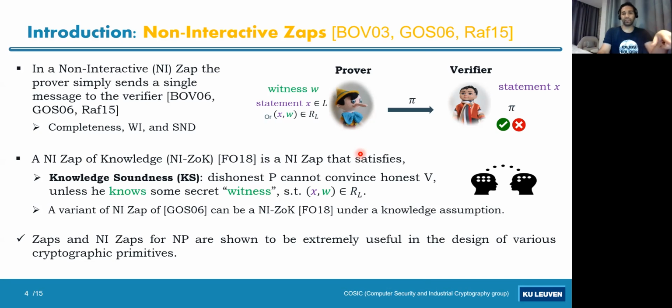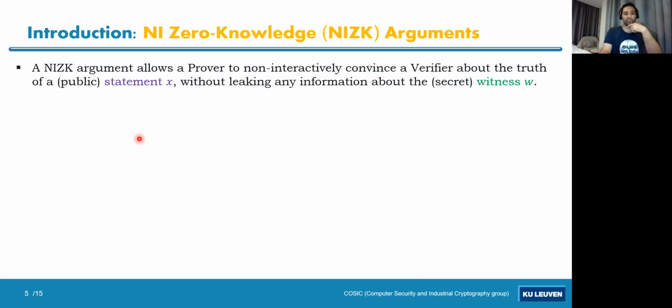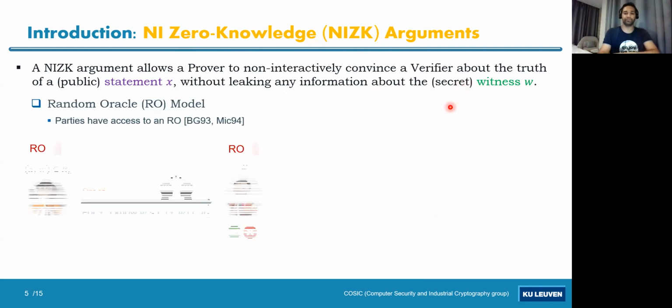So we mentioned that non-interactive Zaps and Zaps of knowledge achieve witness indistinguishability. But in real life, sometimes we need something stronger, for example, zero knowledge. And we can achieve this in non-interactive zero knowledge arguments. This is again a proof system which can achieve soundness and completeness, but additionally can achieve zero knowledge, which basically allows a party to prove a statement without revealing any information about the witness.